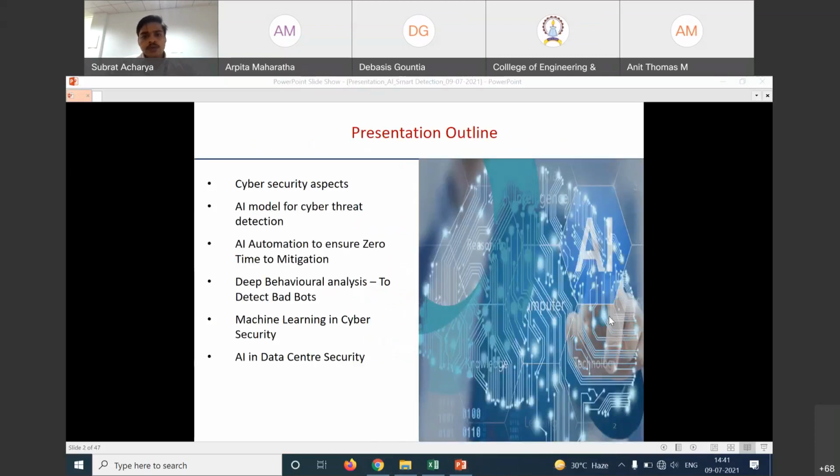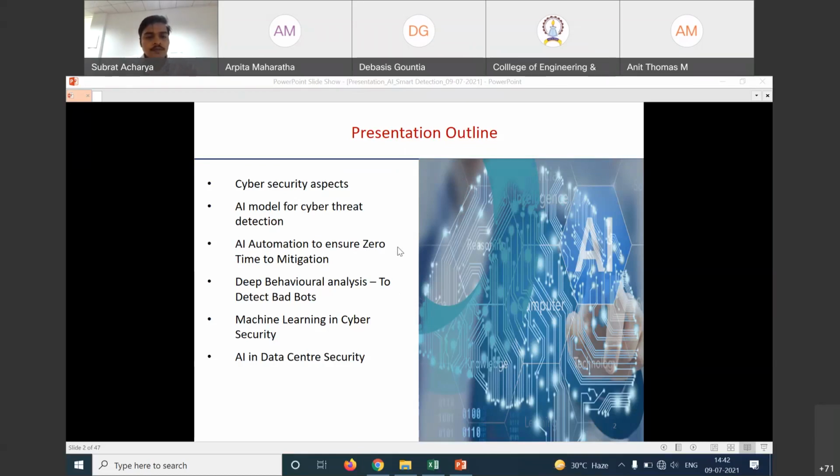Okay, now the outline. Basically here I want to focus on the cyber security aspects, like what are the aspects we have to think about when it comes to cyber security, and what are the AI models for building cyber security threat detection. Then the automation we can bring by using AI to ensure zero time to mitigation. Zero time to mitigation is like when any cyber security threat arises, how much time we have to take to mitigate it. So that time period should be as small as possible.